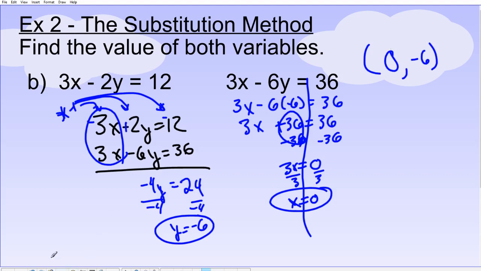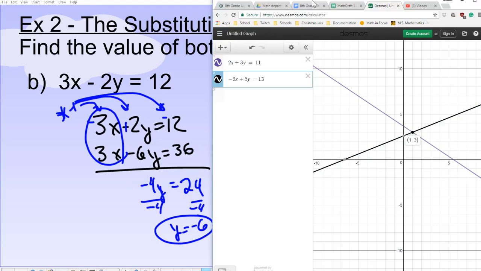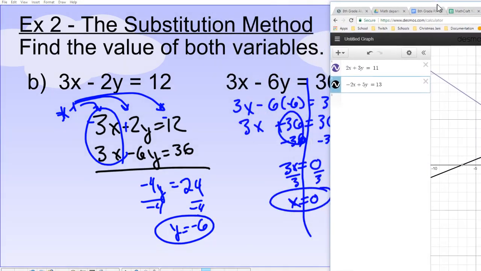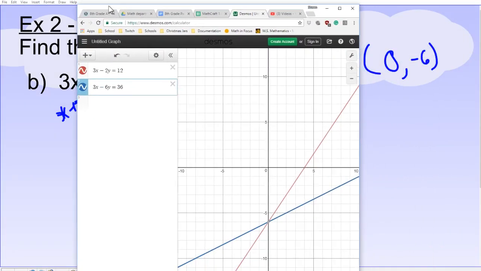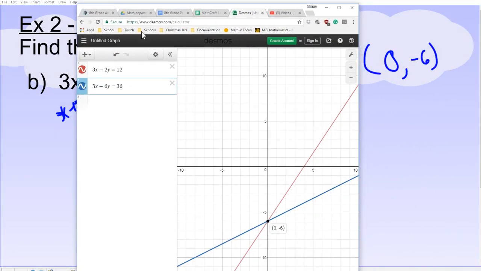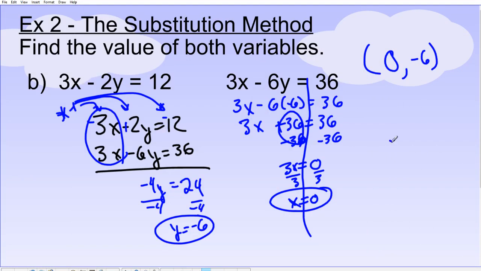Now, we haven't Desmosed one of these things in a while, so let's show and prove that I'm not lying to you. So 3x minus 2y equals 12, and 3x minus 6y equals 36. Alright, let's see. Do they cross at the point 0, negative 6? Why, yes they do cross at the point 0, negative 6. Okay.